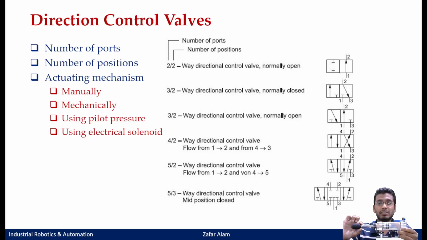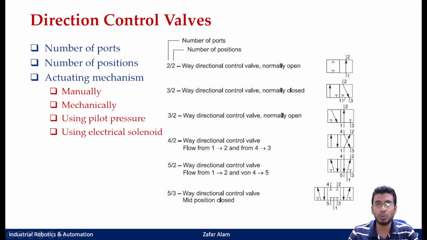And the moment I put the valve again to its default position, in which my pressurized port is blocked and my port number 2 is connected to my port number 3, what would happen? Due to the spring force of this single acting cylinder, the cylinder would retract back and my liquid would drain from this port. So these are just the nomenclatures. This is a 3x2 valve. Similarly, this is also a 3x2 valve, only the configuration is different.